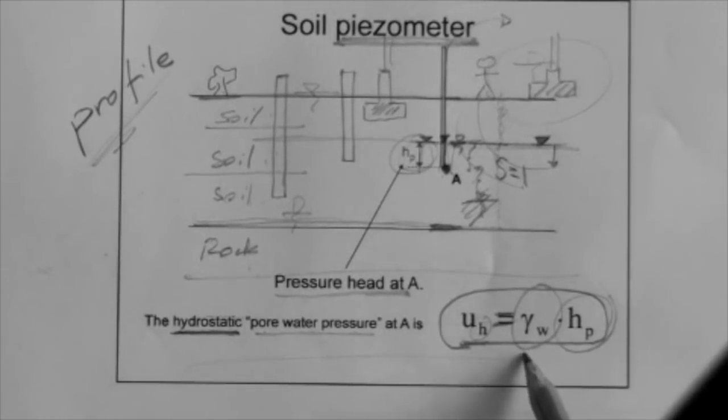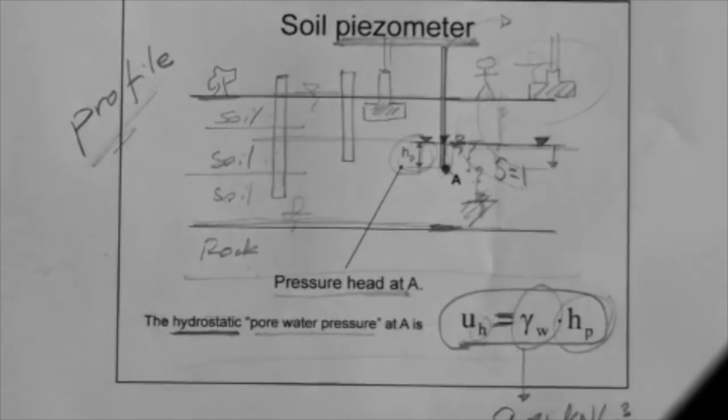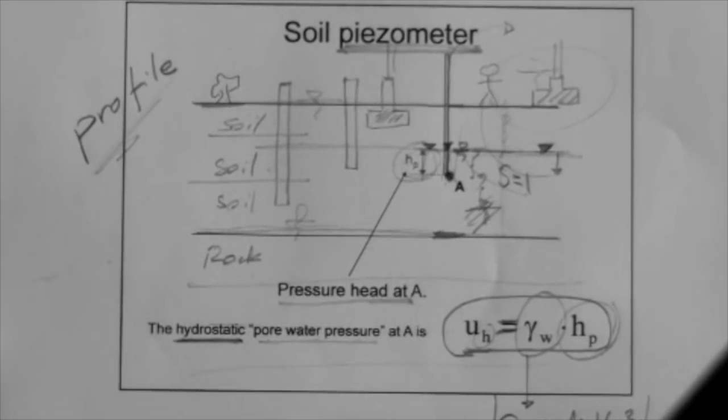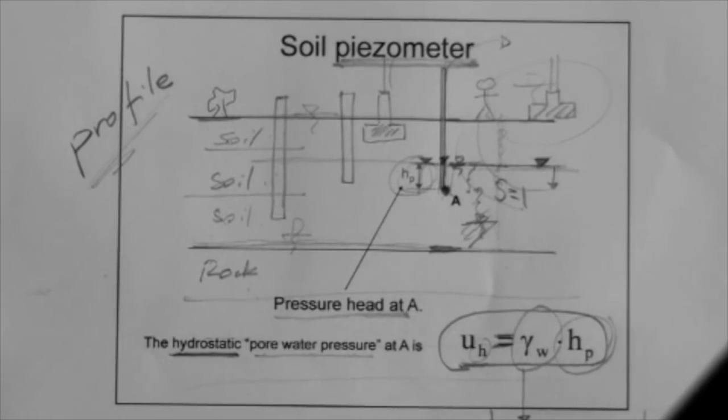What's gamma water? You have to know this by heart: 9.81 kilonewtons per meter cube, or 62.4 pounds per cubic foot. This has to be known by heart. All engineers have to know this. Sorry, let me show you right there. So 9.81, 62.4, you have to know this by heart forever. Let's go back down.